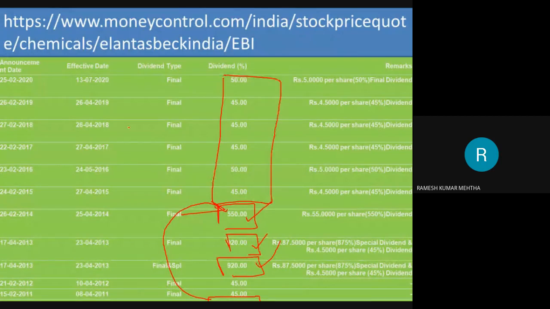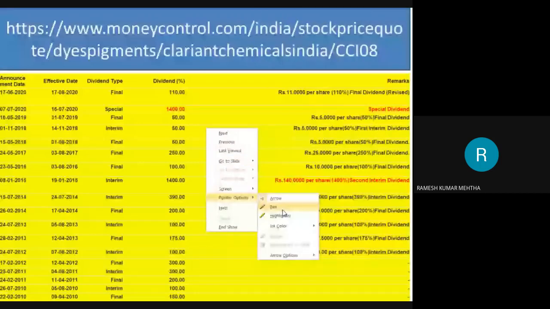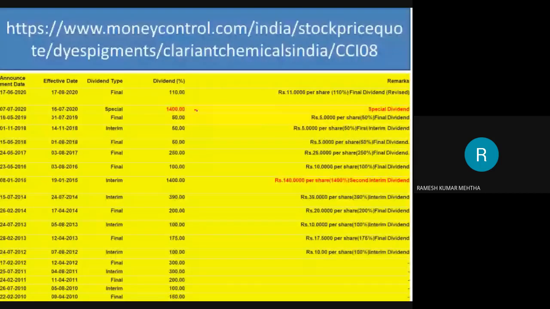A special dividend by Clariant Chemicals, a very beautiful company. It's a pharmaceutical company, into chemical manufacturing, and today there is a huge demand for chemicals. And look at this special dividend, an exorbitant dividend of 39 rupees. So if you look at these companies which have declared special dividends, it's worthwhile to understand them.